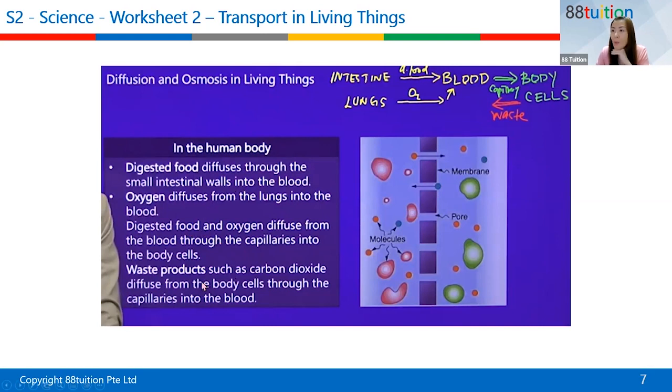So the same thing will happen. Waste products also go back into the bloodstream to be carried to the parts of the body to be released.